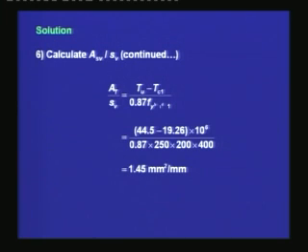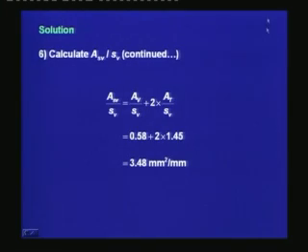From the torsional requirement, At by Sv is equal to 44.5 minus 19.26 divided by the values of the variables gives 1.45 millimeter square per millimeter, and once we substitute that in the expression of Asv by Sv, we get a requirement of 3.48 millimeter square by millimeter. This is higher than the previous requirement, and hence we are selecting this value for Asv by Sv.